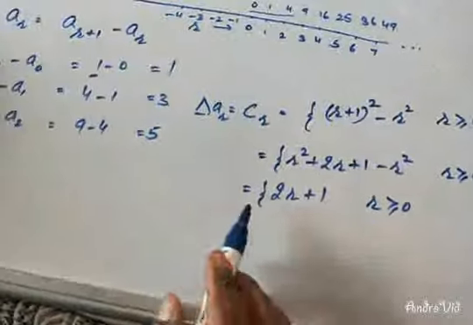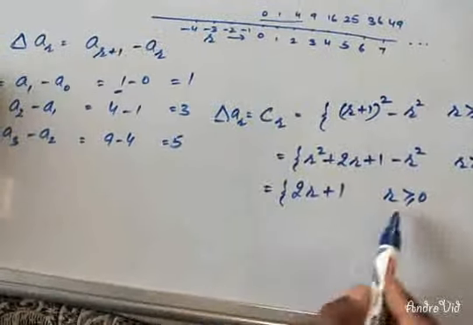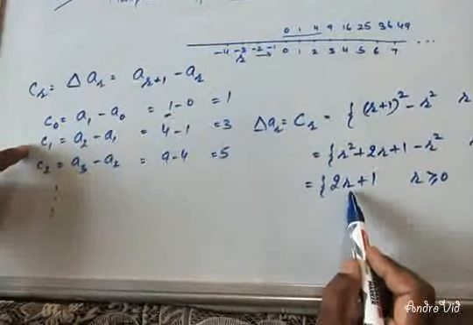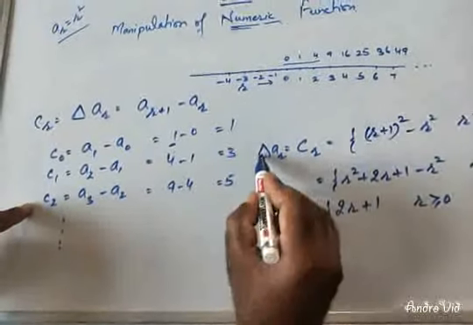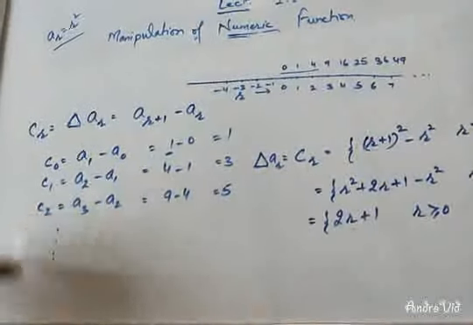You can see that the values at the corresponding R are the same. At R equal to 0 this value is 1, at R equal to 1 this value is 3, at R equal to 2 this value is 5. So this is the manipulation which we know as forward difference.